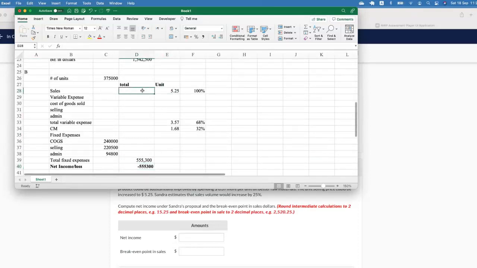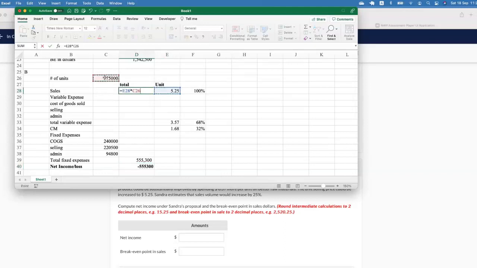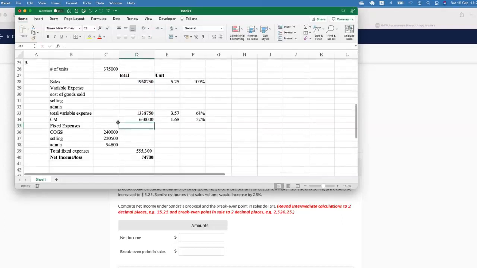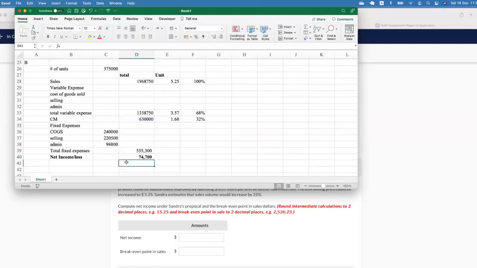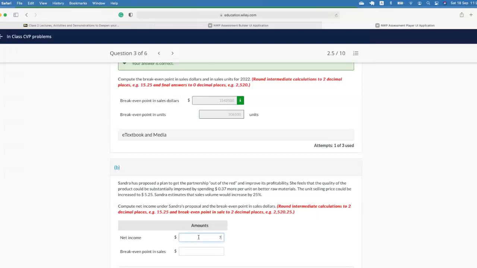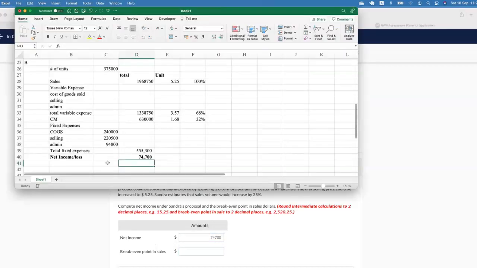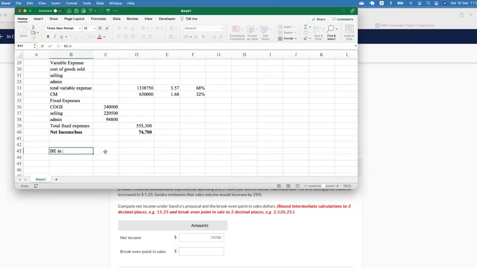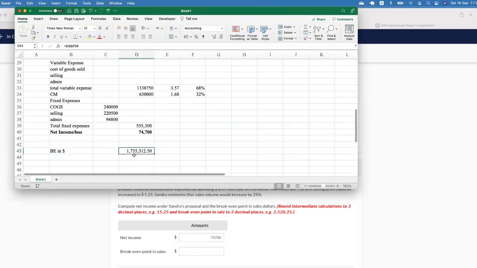So for the net income, let me do the calculation here. The total sales would be 5.25 times the new units, and the total variable cost is the unit cost times the number of units. The contribution margin is the difference between the sales and total variable expense. Fixed costs remain the same, so we have 74,700 net income. And then what do they want? Break even in sales dollars. So I need the ratio: the fixed costs divided by 32%, which gives 1,735.